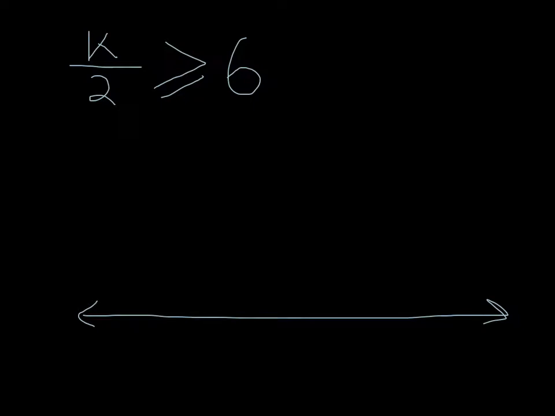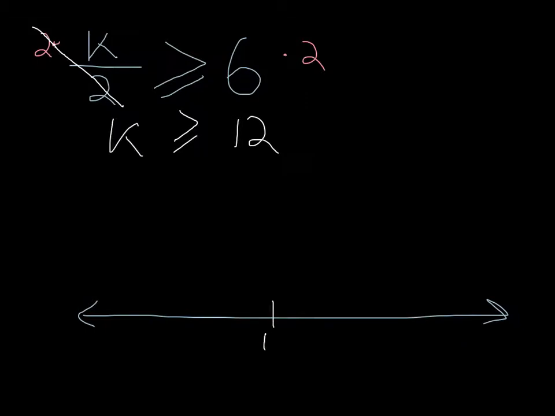So what do we do with division? To get rid of that 2 on the bottom, we're going to have to multiply both sides by 2. We know that these 2's cancel each other out because 2 over 2 is just 1. 6 times 2 equals 12. So we're left with k is greater than or equal to 12.